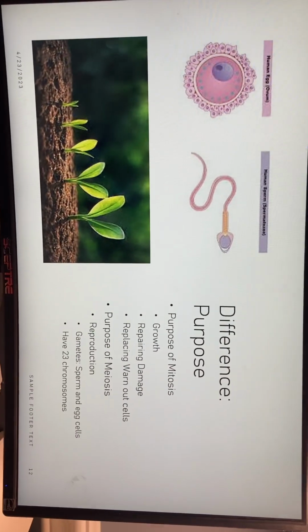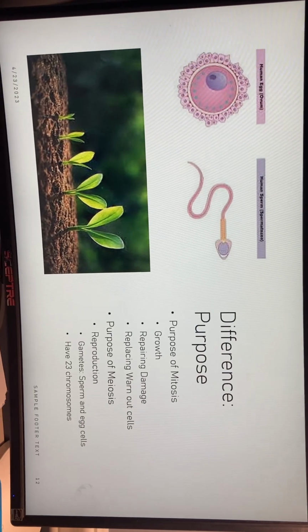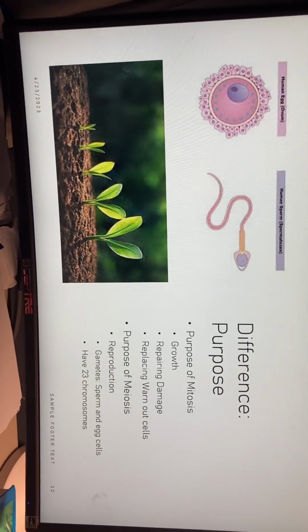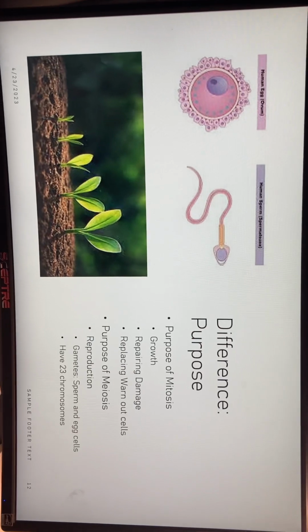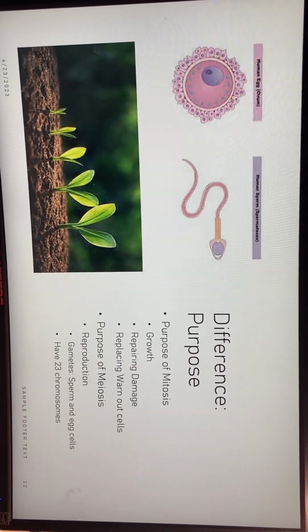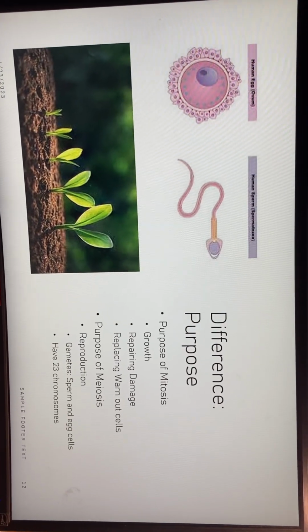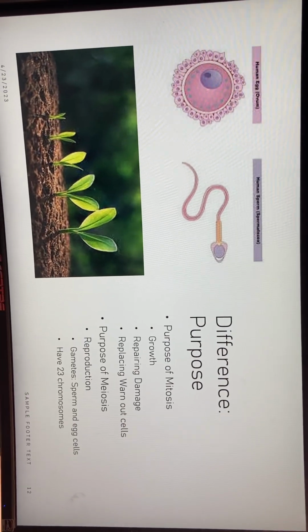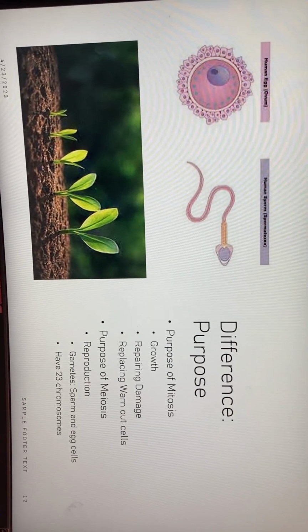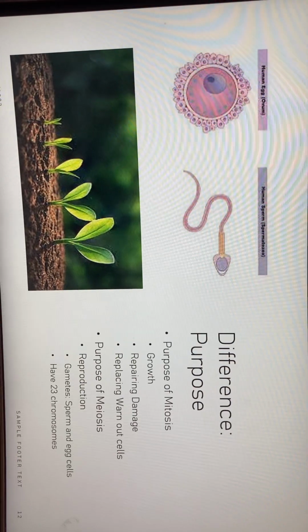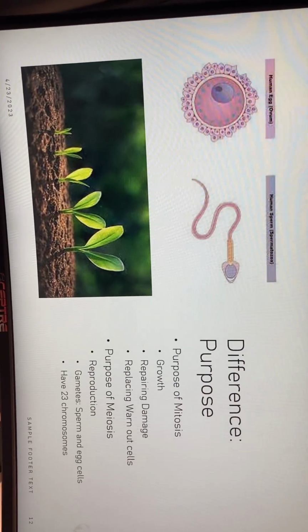If I get a cut, that's how the cut will heal, through mitosis, and also replace worn out cells. So if I have a hard workout, mitosis is going to be responsible for getting new cells. Then the purpose of meiosis is generally reproduction, where it creates gametes, which are sperm and egg cells.